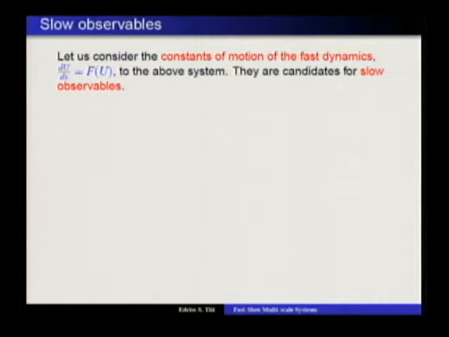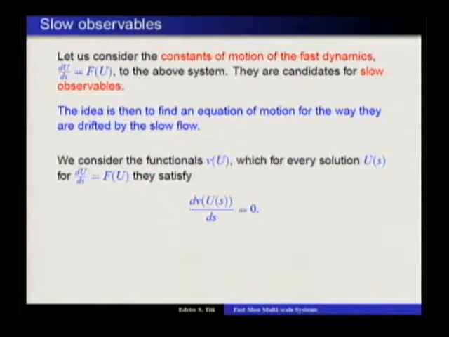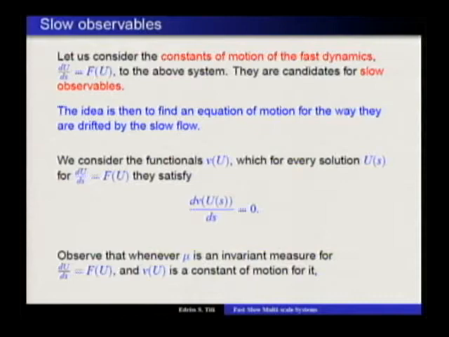And I take these, I'll call them the slow observables. And the idea is then to find the equations of motion for the way they are drifted by the slow dynamics. So if I call them u of U, these are basically the constants of motion, then I would like to see the equation of motion of them. Therefore, this derivative is equal to zero. That's exactly what I wrote here. I call them I, then I call them u for the fast dynamics. But now I would like to see how they are drifted by this particular situation.